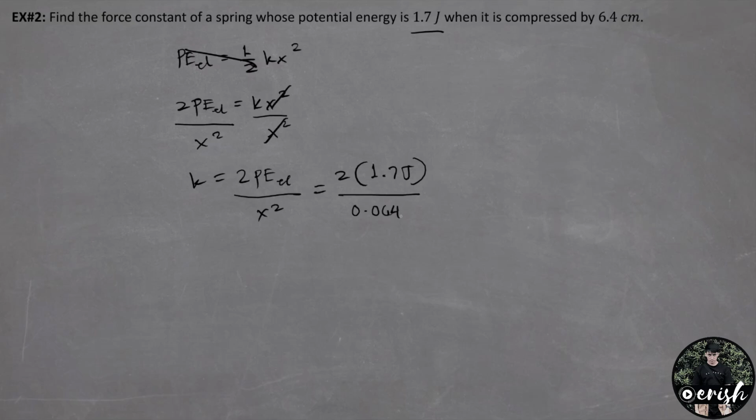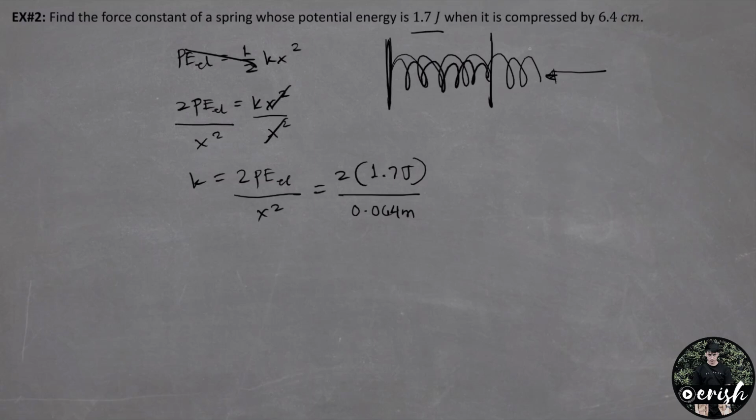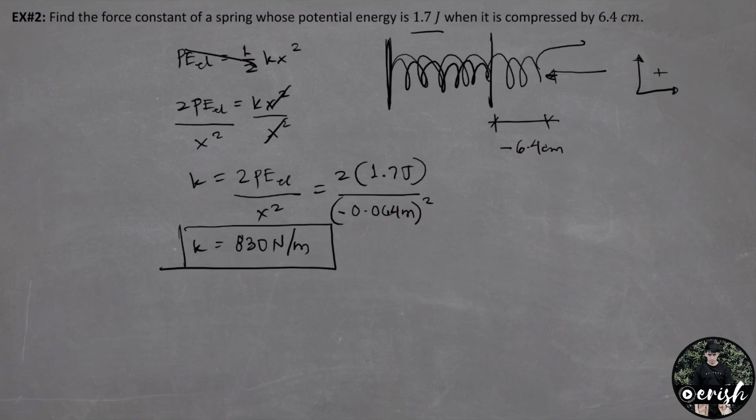0.064 meters. Kaya lang, we have to be clear that yung spring natin ay compressed. So, itutulak siya. For example, ito na yung kanyang pagkakakompress. Ito yung equilibrium position niya. Yung x natin is negative 6.4 centimeters, assuming this is the positive side. But again, kagaya ng nabanggit natin sa previous example, since naka-square lagi yung x natin, bale wala na yung kanyang sign. Kahit negative ito, this is squared. K natin is 830 Newton per meter. So this is the value of k.